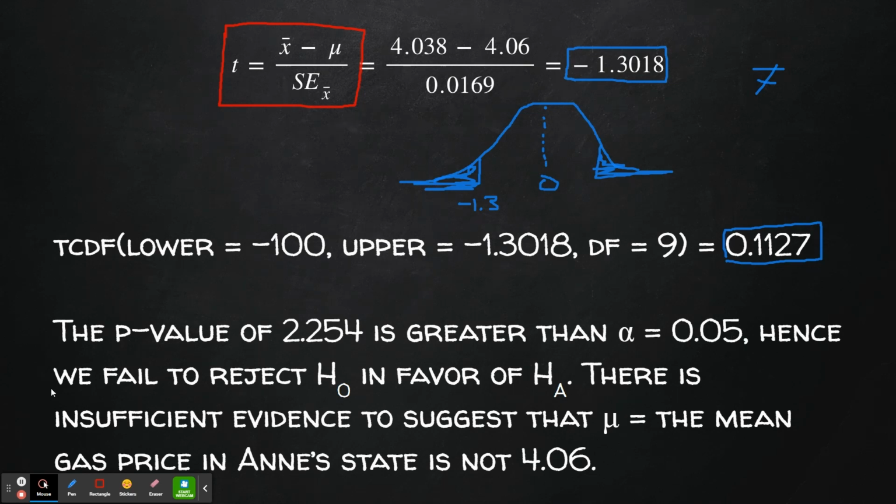Hence, we're going to fail to reject the null in favor of the alternative. There is insufficient evidence to suggest that mu, the mean gas price in Ann State, is not 4.06.